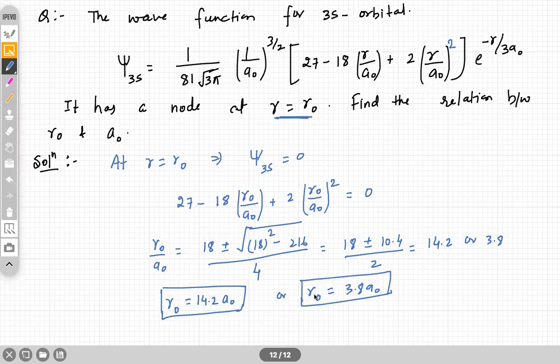Calculation, I can't do anything. No, it's not a cube, it's a square. That's a mistake in the question. By mistake, I've written it as cube. It's a square. And then you can solve this as a quadratic equation.